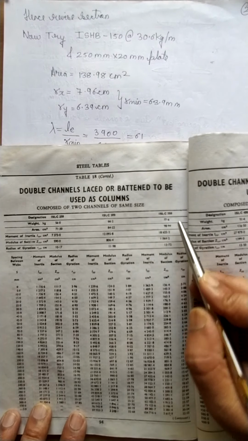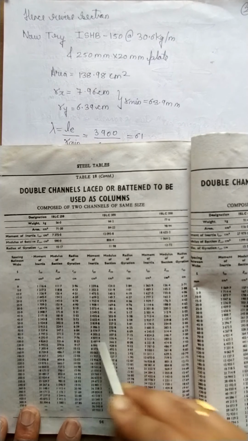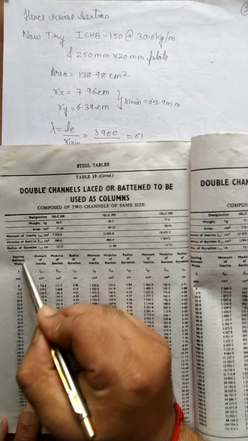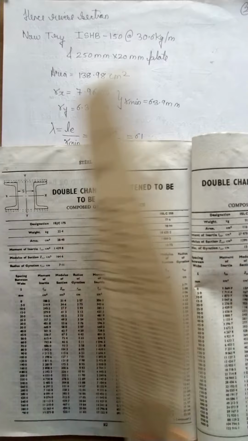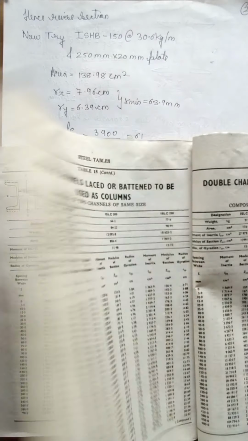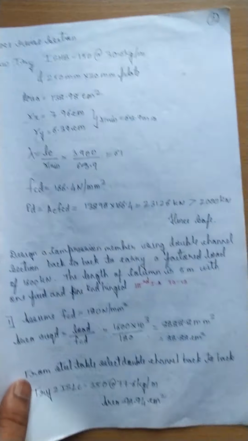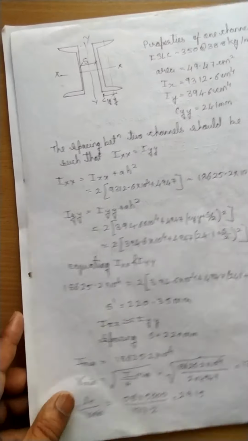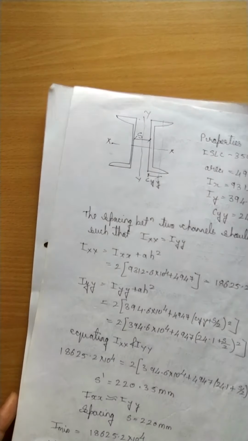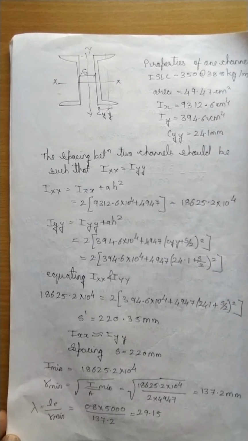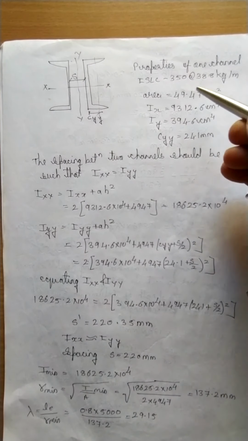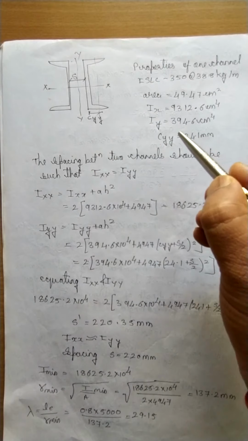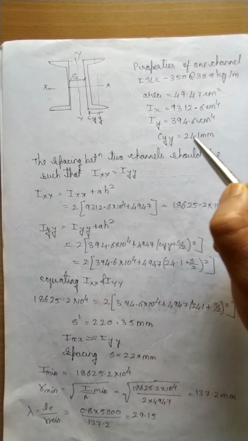So this is ISLC 350, this is the area and these are its properties, with spacing between the webs. So this is the spacing S between the webs. I have noted down the area here, so the area is working out to be 98.94 centimeter square. Now the properties I have noted down from the steel table. So this is area, moment of inertia, Iyy, Cyy.